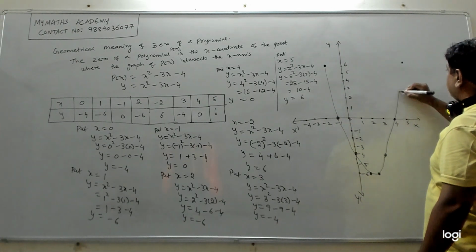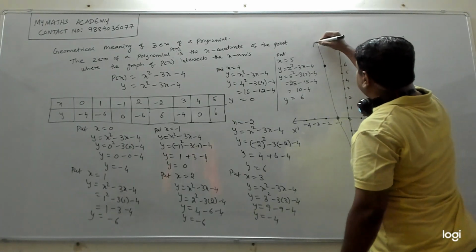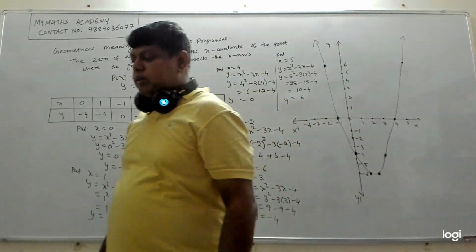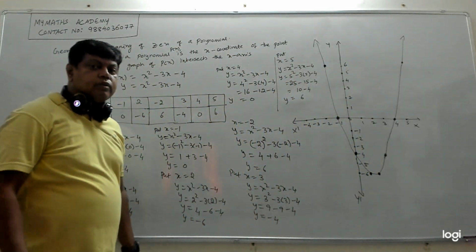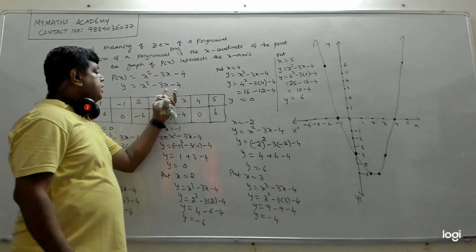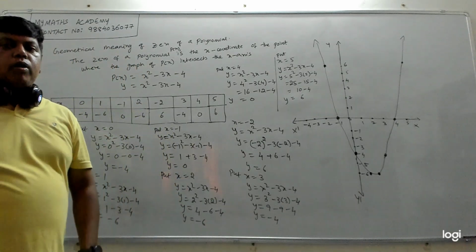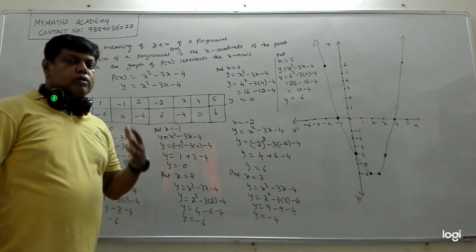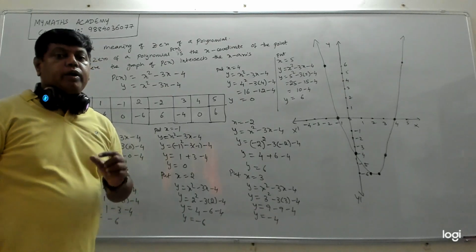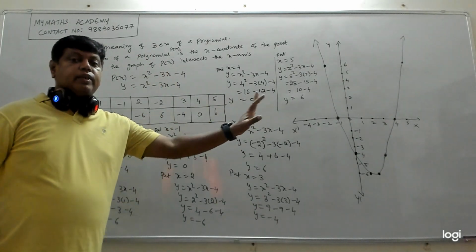And if you keep on going, you can put like this. So this is the graph for the quadratic polynomial x square minus 3x minus 4. Now we need to find the zero of this polynomial. What is the geometrical meaning of zero of the polynomial? It is the x coordinate of the point where the graph of p of x intersects the x axis.